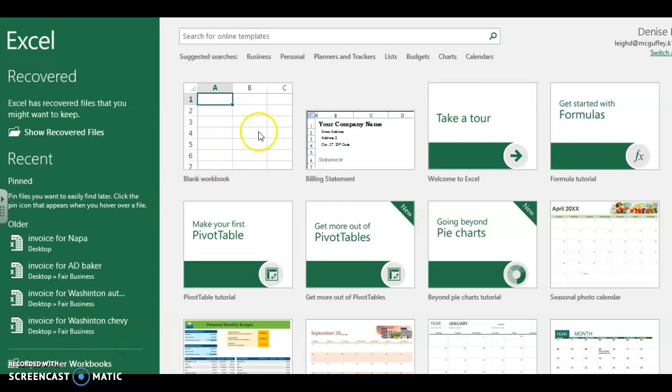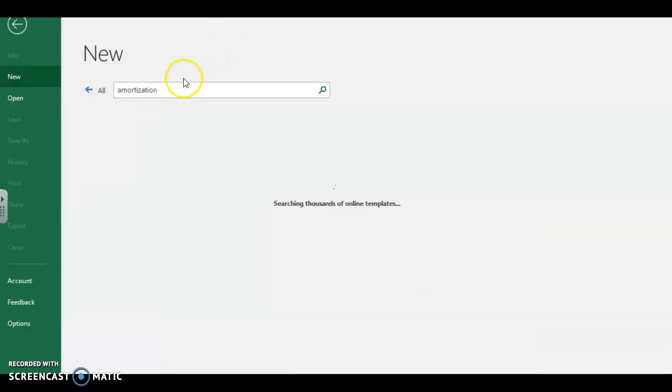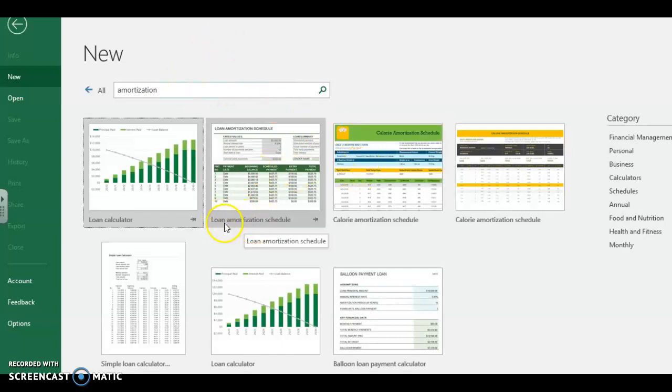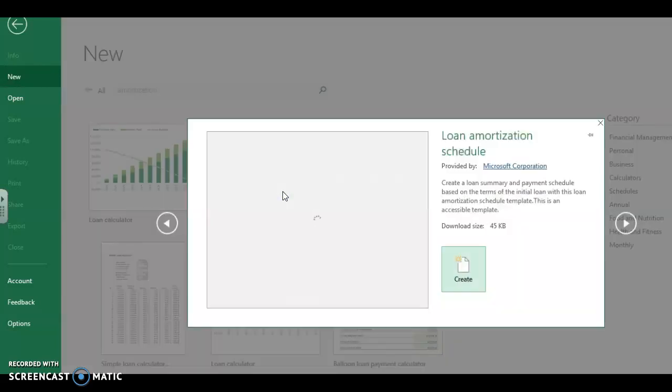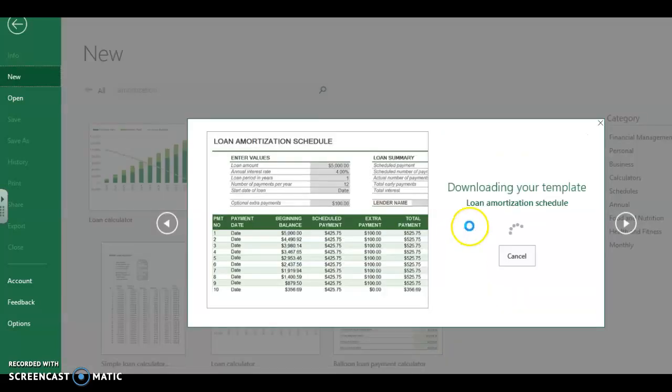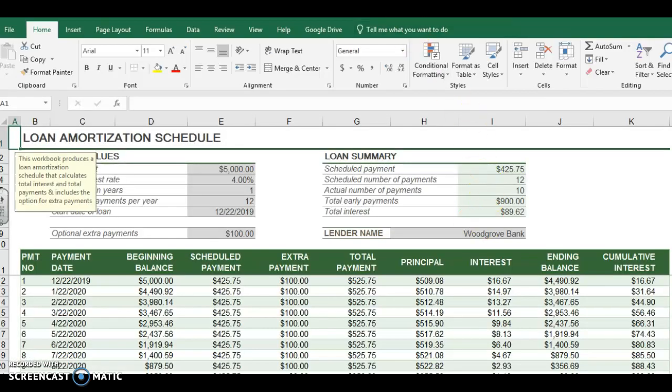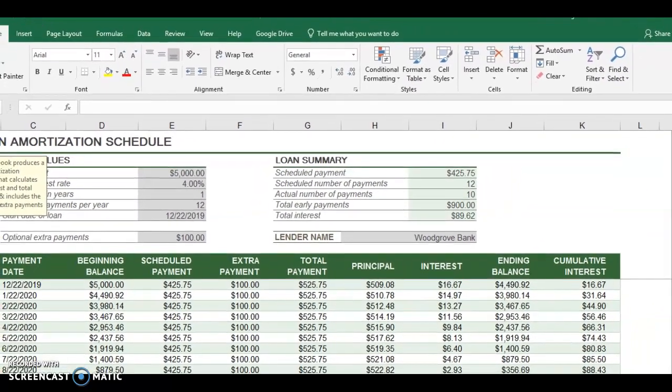So I use this blank worksheet in Excel, and I bring up amortization in my search. And I love this second one that says loan amortization schedule. Now, this is a template that's built into Excel. Click Create. And I have found this to be just a truly awesome tool for my students.